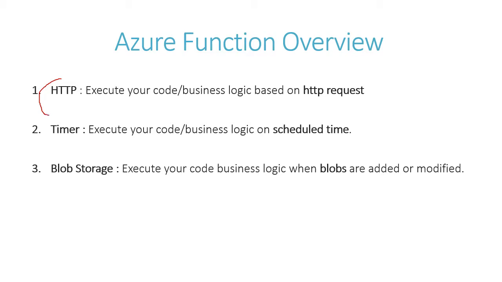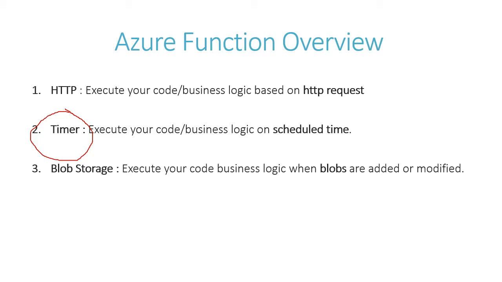That means if you have some business logic, business code, which you want to execute based on some HTTP request. For example, if you want to send some email, and that email logic you want to execute through an HTTP request, that can be achieved through Function app. So you can relate this with REST API. Okay, makes sense.